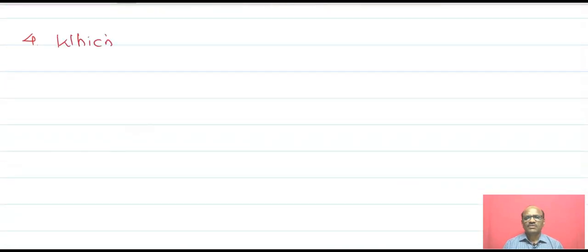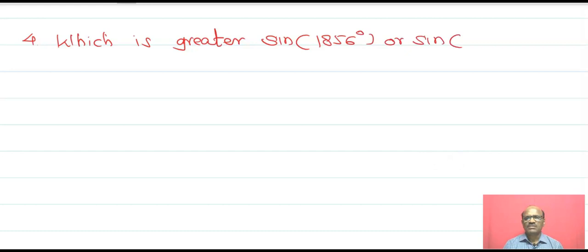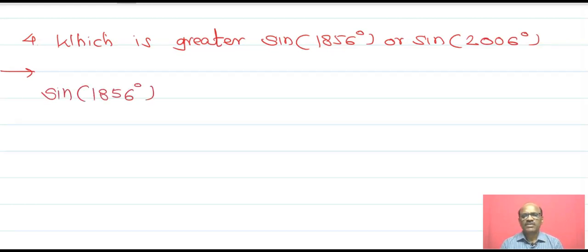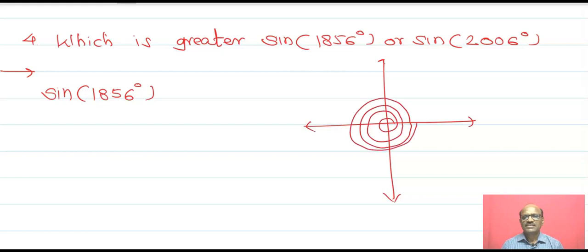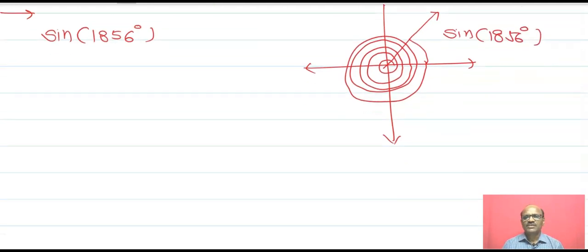Fourth one. Which is greater? That is the sine of 1856 degree or sine of 2006 degree. The sine of 1856 degree, it is 10 times 180 plus 56, and it is in the first quadrant. Therefore it is a positive sine of 1856.